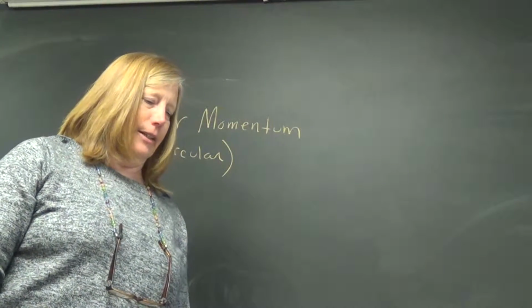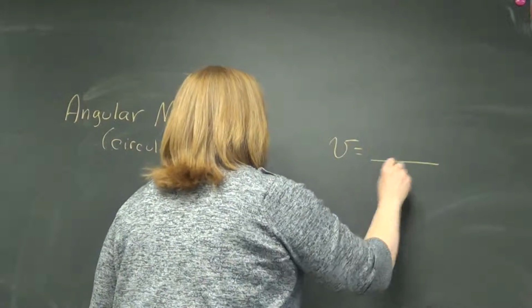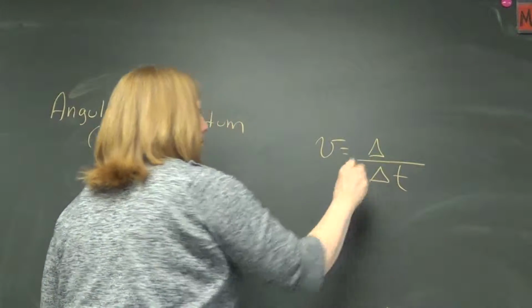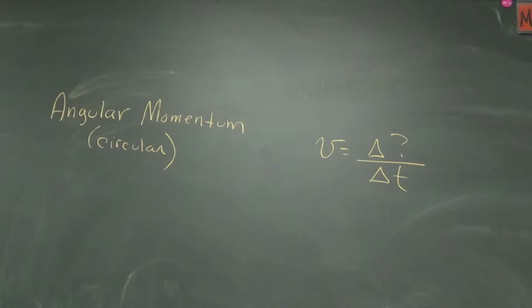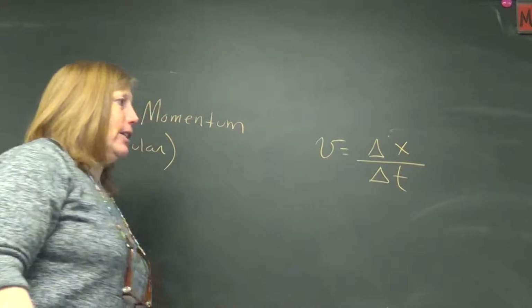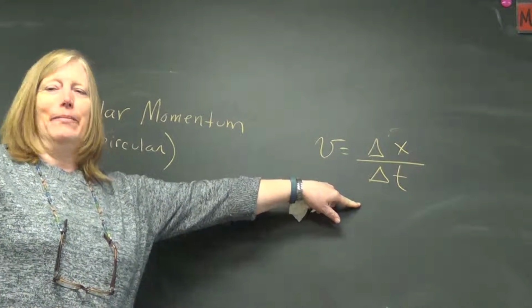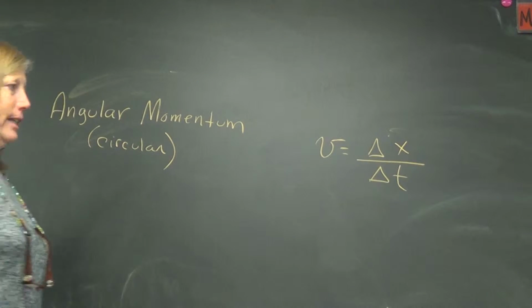We call it angular. You'll recall that in the past we learned velocity was what divided by change in time? Change in what is velocity? Distance. Yes, and we usually used an x. So the change in distance. Now if I went change in velocity over change in time, we'd have acceleration. So velocity is change in x over change in time.